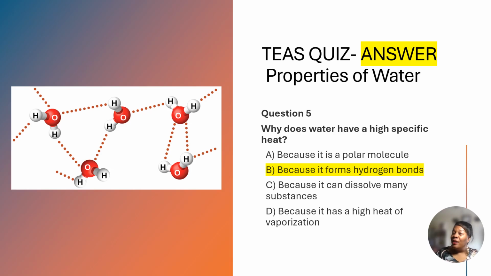And finally, again, to further elaborate on letter B in terms of forming those hydrogen bonds, remember, hydrogen bonds means that water can absorb a lot of heat without a significant increase in temperature, thus giving it a high specific heat capacity. Now, speaking of that, we're going to take a look at a chart that deals with high specific heat capacity and what it means in terms of solubility and temperature. Stay tuned.